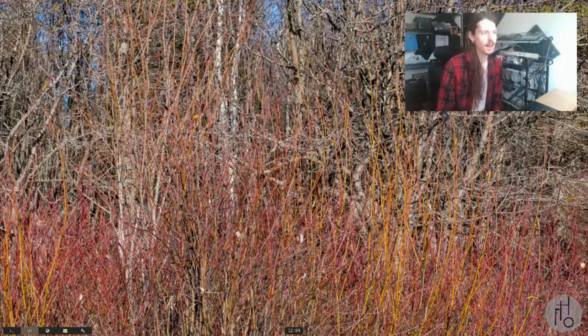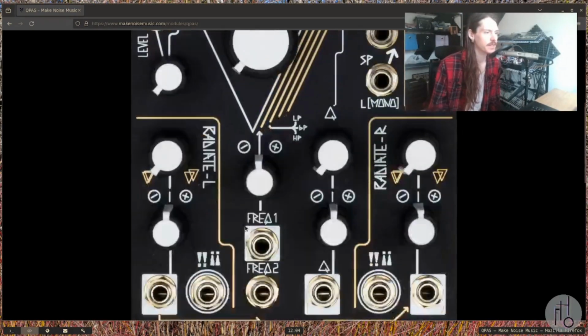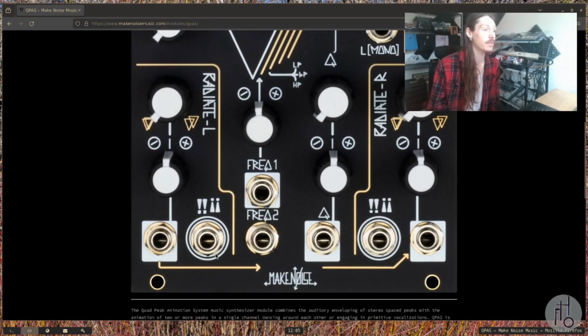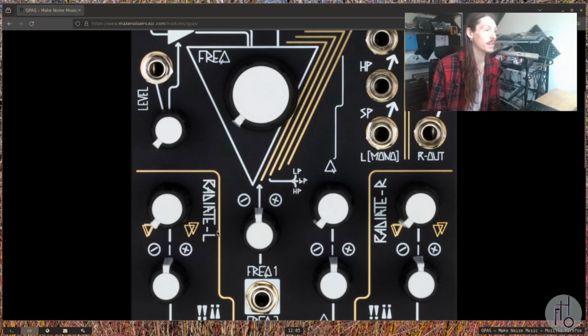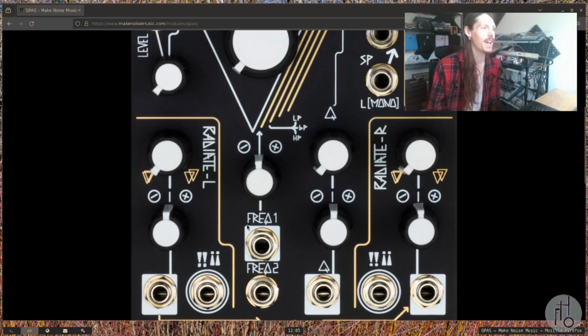And I'm sort of inspired by the way that I like to patch up the Make Noise QPOS, which is a modular filter. It has all of these fun little extra inputs where you can put triggers or other signals, little envelopes, and it does stuff to the filter. What it does, I have no idea.